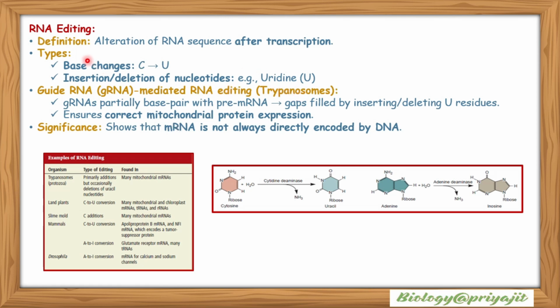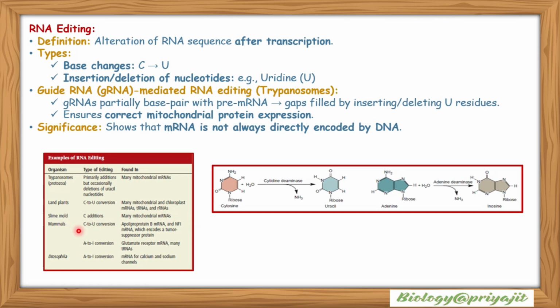So the significance of RNA editing: it shows that mRNA is not always directly encoded by DNA. So this is the table showing examples of RNA editing. Trypanosomes, protozoa: primarily additions but occasionally deletions of uracil nucleotides, which are found in mitochondrial mRNAs. Land plants: there is C to U conversion. Many mitochondrial and chloroplast mRNAs, tRNAs and rRNAs show this process.